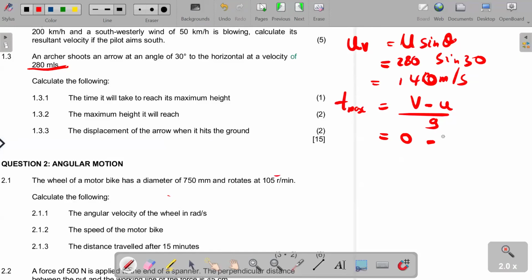The initial velocity is going to be what? UV. This is the initial velocity that we are going to use. So what is it going to be? It's going to be 140 over the gravitational acceleration. Now, at every given time, gravitational acceleration is acting downward. So it's negative 9.8 because we would have taken upwards as positive.